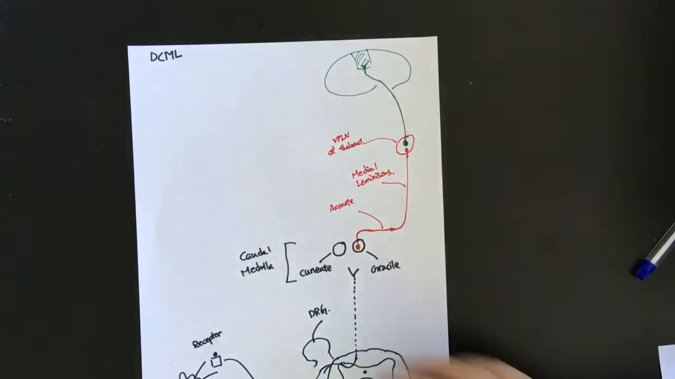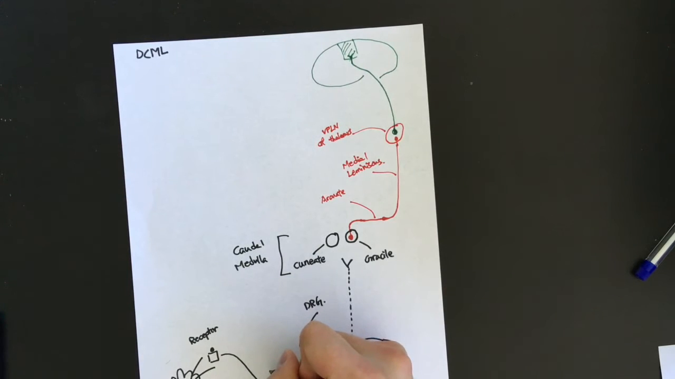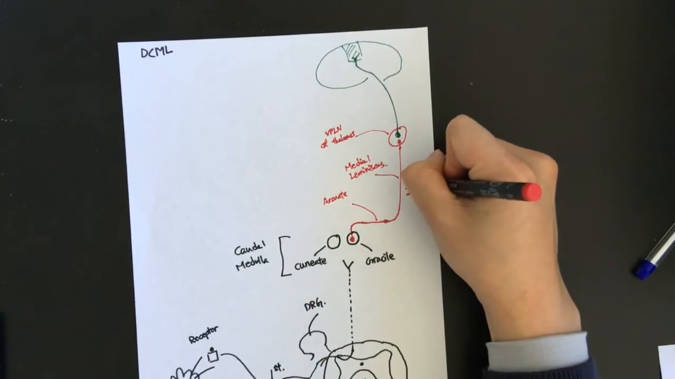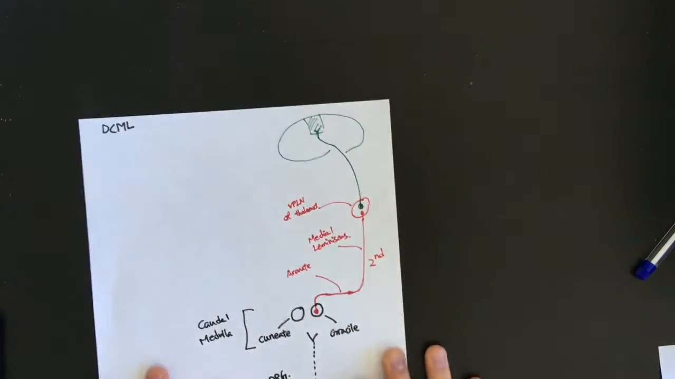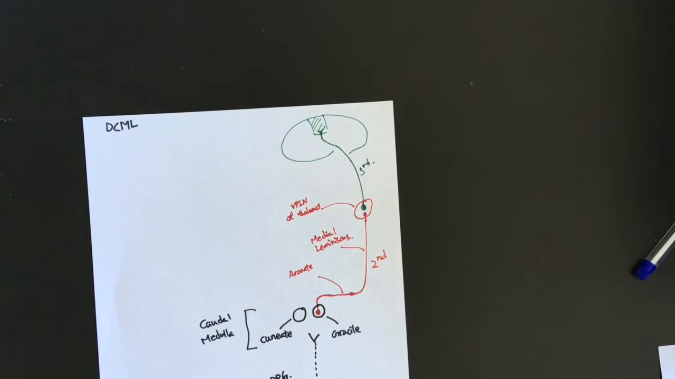Quickly to recap, this is a 3-neuron pathway. Our first neuron takes information from our hand all the way up to the caudal medulla. The second neuron, decussating, takes information from the caudal medulla to our thalamus, and our final neuron takes information from the thalamus to the somatosensory cortex.